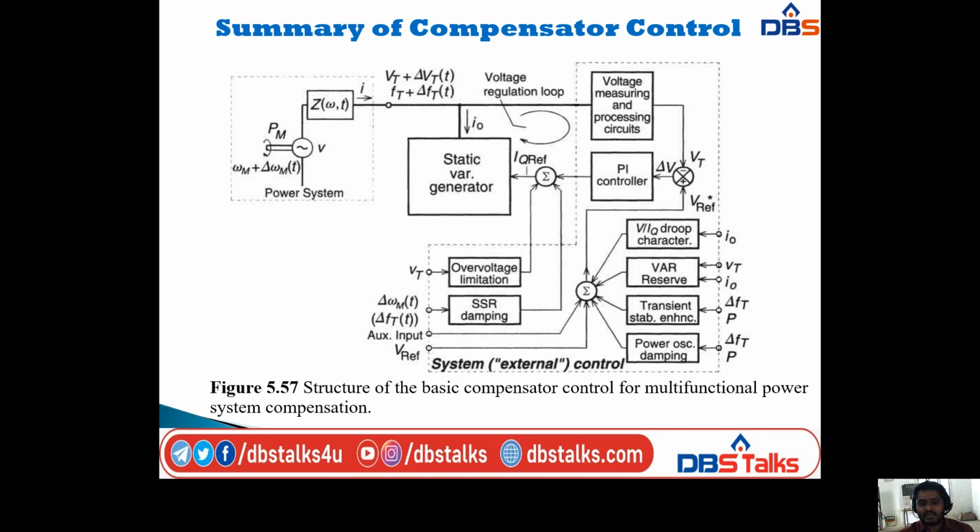After that we are taking an auxiliary input and a reference signal V reference, and it is connected to a summation. It is also connected to all four characteristics, that is V/IQ, voltage current characteristics and voltage reactive current characteristics, and VAR reserve control, transient stability enhancement and power oscillation damping. Those are connected to this one. After that it is given to the effective reference signal, that is V reference. Like that we are taking.